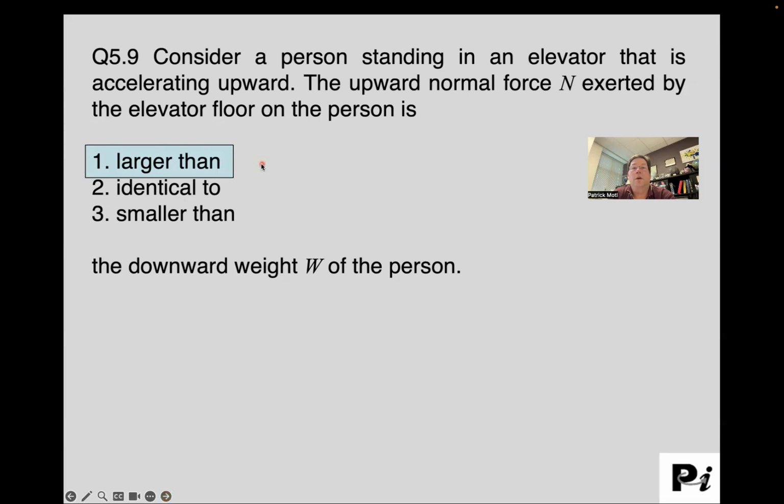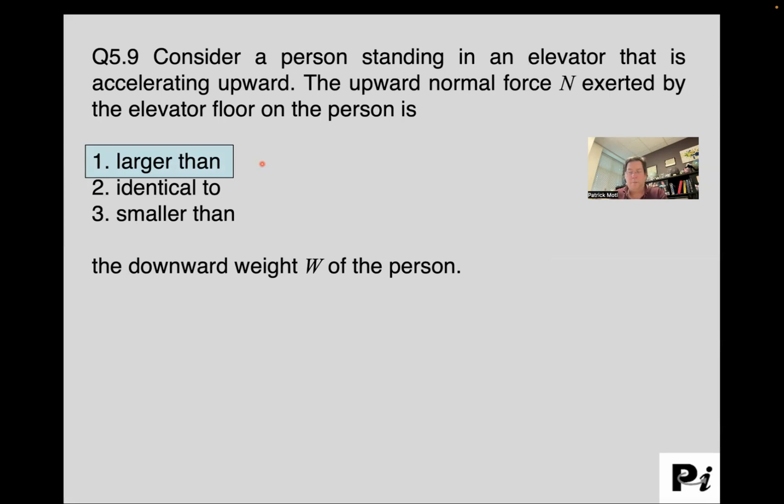All right. To accelerate upward, the normal force has to be stronger than the weight of the person. The person is going to accelerate along with the elevator. They're not going to fall through the floor. At least I hope not. And so the floor is providing a larger force. So it cancels out the weight of the person and provides enough extra force for the person to accelerate along with the elevator.